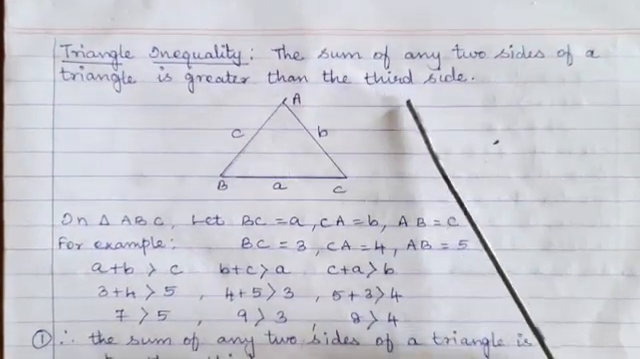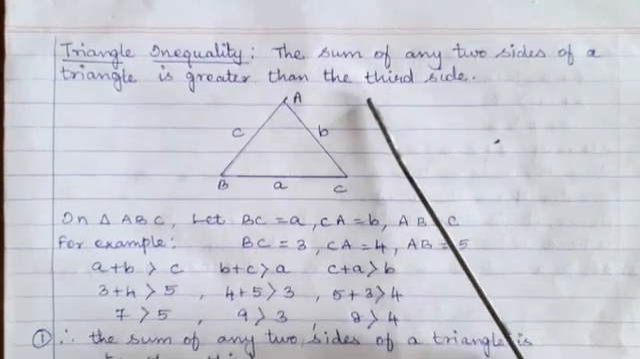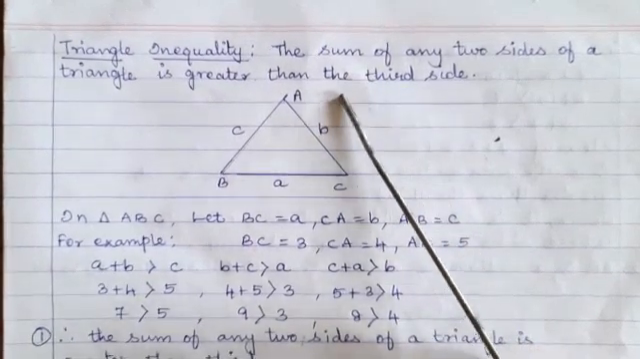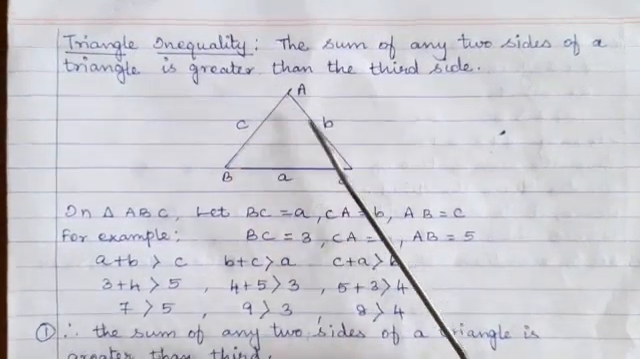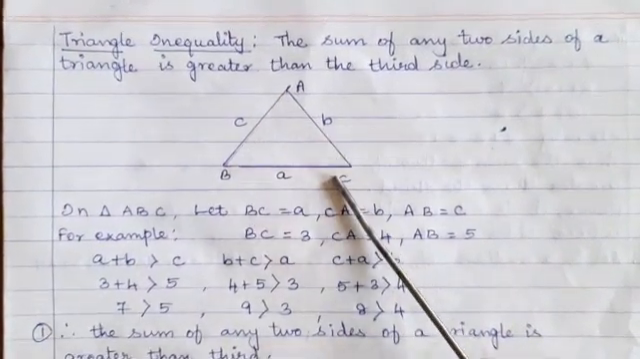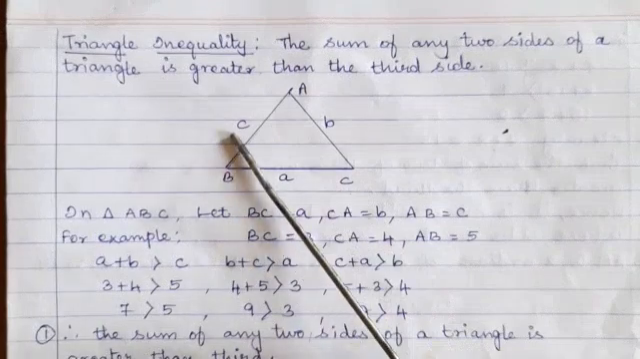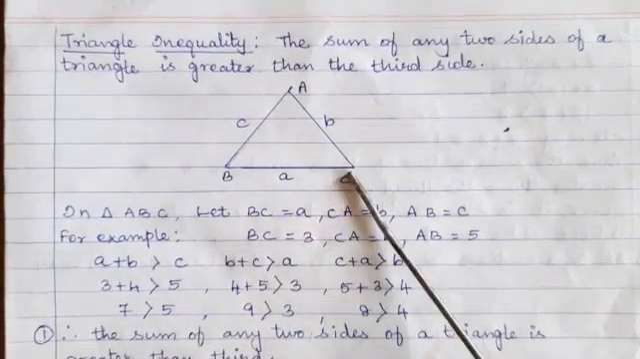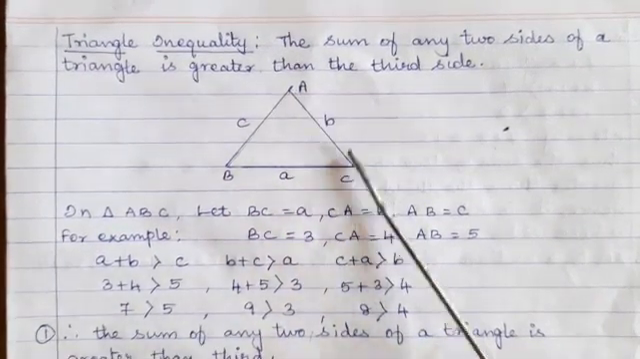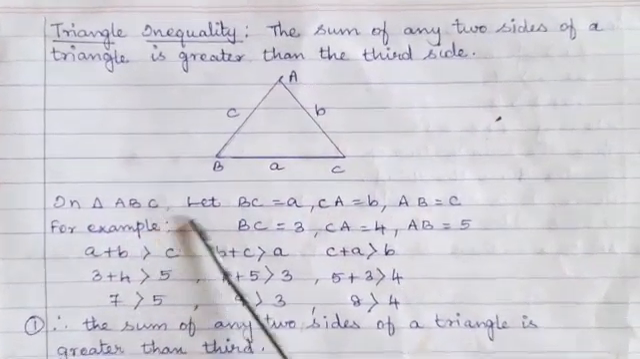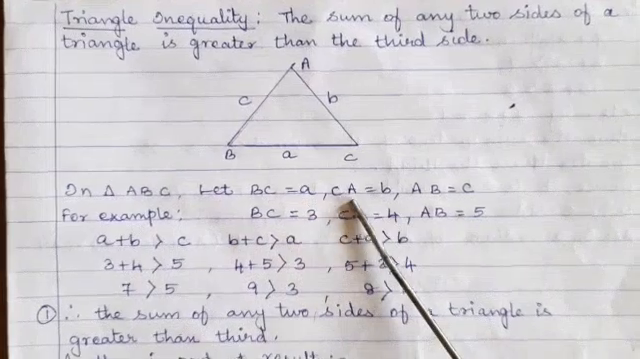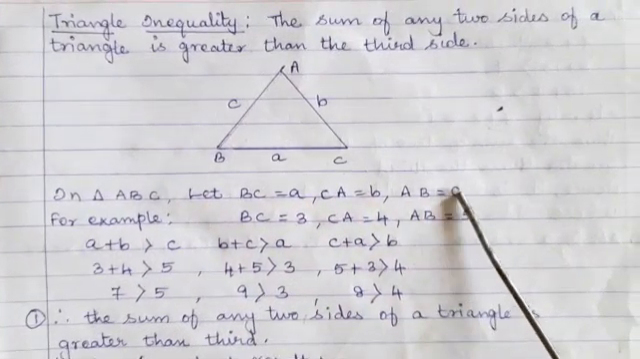So there are three sides in a triangle. If you take any two sides, the sum of their lengths is always greater than the third side. See the figure here. This is triangle ABC. The length of AB is c, the length of BC is a, and the length of AC is b. I have kept it in this way. In triangle ABC, let BC equal a, CA equal b, and AB equal c.